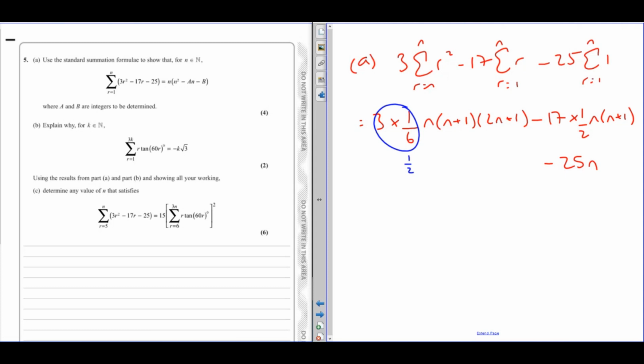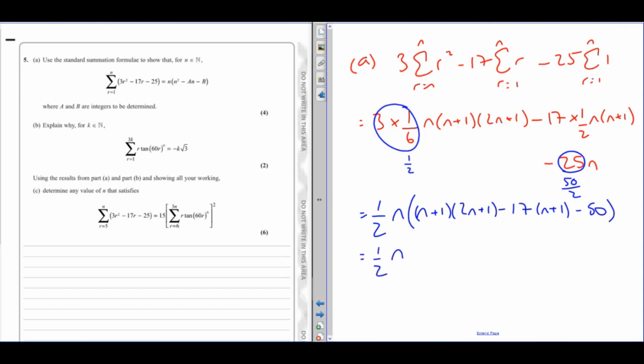So I've got a half, I've got 17 over 2, and this 25 I'm going to write as 50 over 2, so that I can factorize out the half when I'm simplifying this. Factorize out everything that you've got in common, which is just n for these 3 terms. And then everything else goes inside a bracket. So you've got n plus 1, 2n plus 1 from the first one. And the second one, you've got 17 left in the n plus 1, so minus 17 times n plus 1. And from the last one, you've got a minus 50.